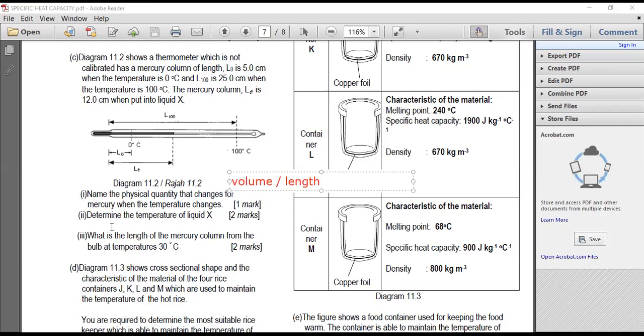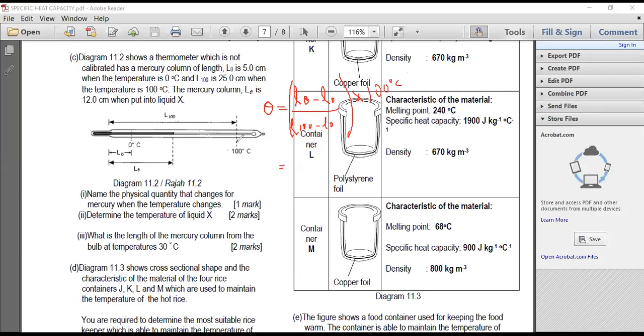Volume or length. Now determine the temperature of liquid X. For this one, you can use the formula from the previous subtopic. So theta equals L theta minus L0 over L100 minus L0, and then you have to times with 100 degrees Celsius.